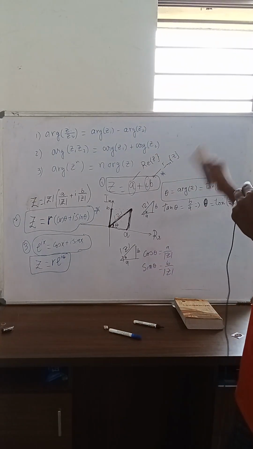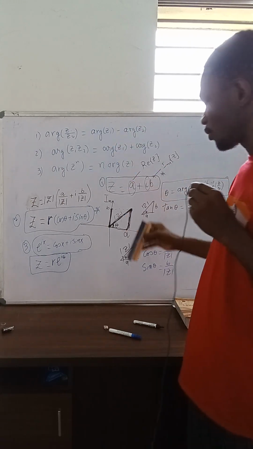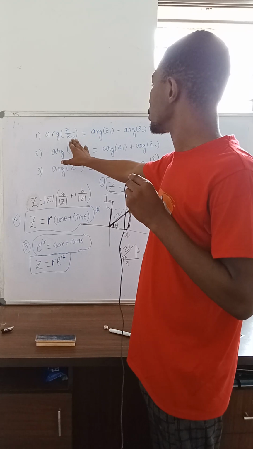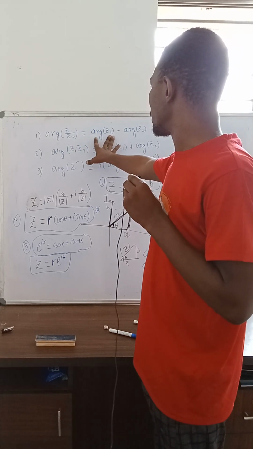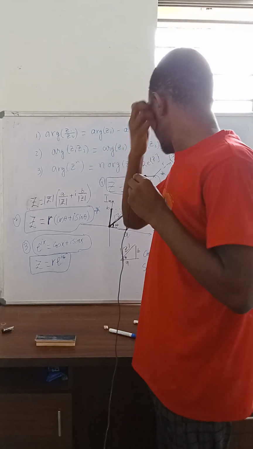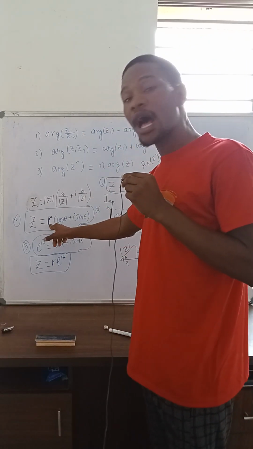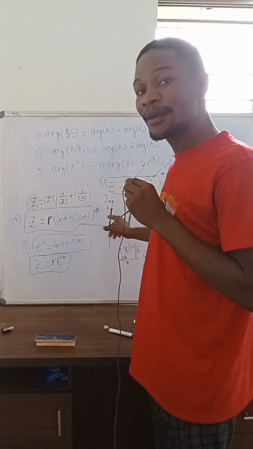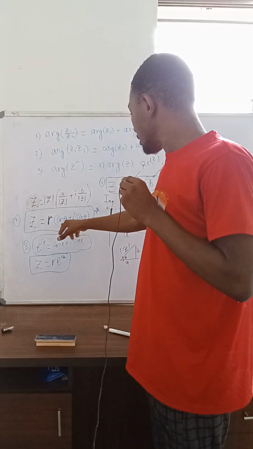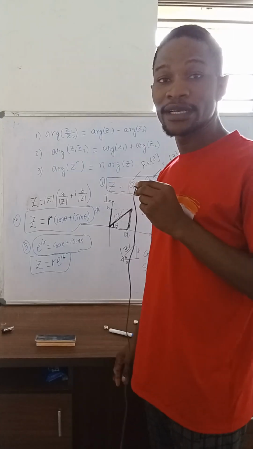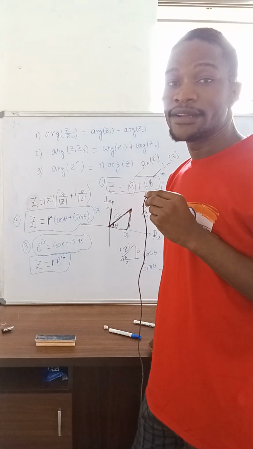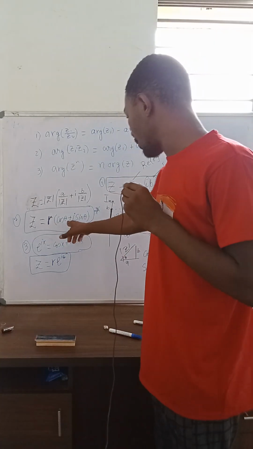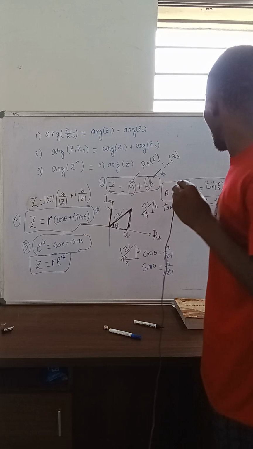So now that you have the basic things, we are going to show why the argument of z1 over z2 is equal to the argument of z1 minus z2. And if you can see here, this r stands for radius, which stands for the modulus of z. Then theta here stands for nothing more than the argument of z. Okay, the argument of z. Now let's go.